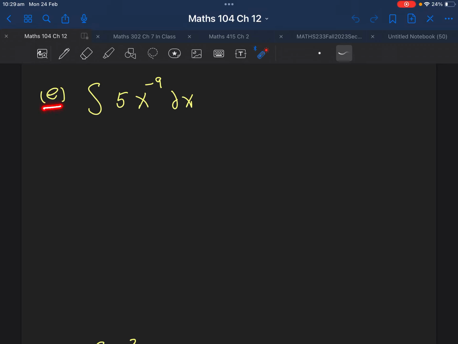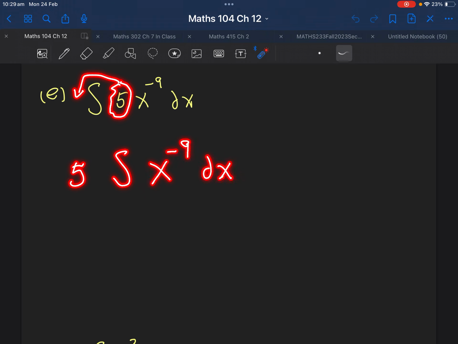Now we continue with question E, where we need to find the integral of 5x to the power of negative 9. Now before I solve it, remember the first thing is the number 5 will go outside the integral. So we will get 5 and then integral of x to the power of negative 9 dx. Now the next question is we ask ourselves what will happen to negative 9.